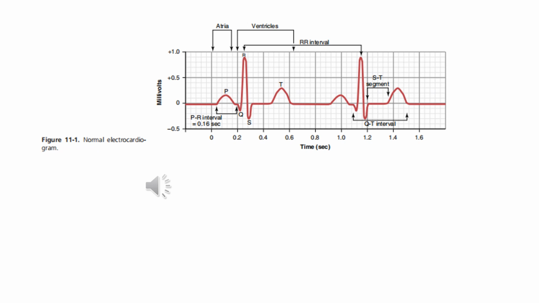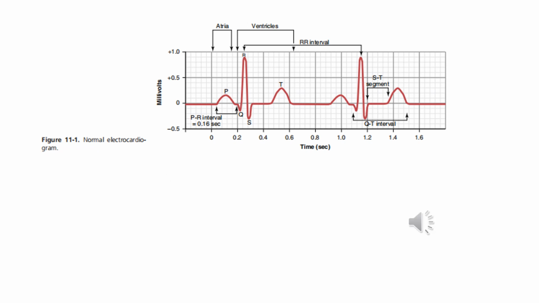QT interval. Contraction of the ventricle lasts almost from the beginning of the Q wave, or R wave, if the Q wave is absent, to the end of the T wave. This interval is called the QT interval, and normally is about 0.35 second.